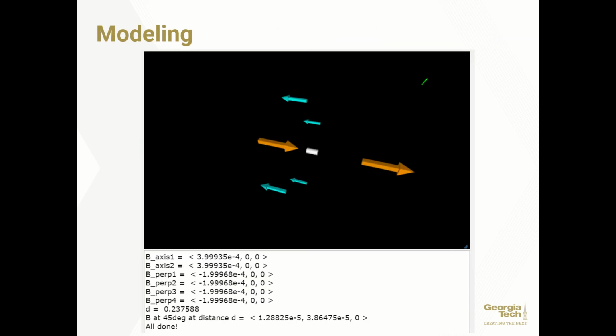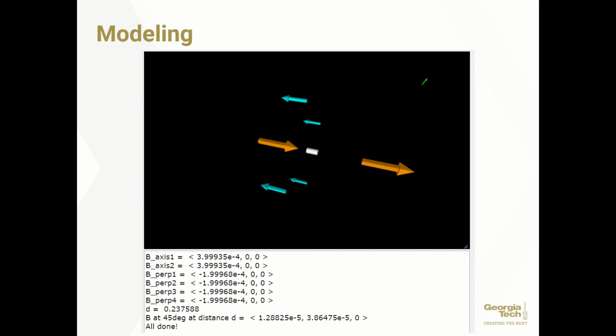This lab was then modeled using GlowScript and resulted in this image here. The blue arrows represent the magnetic field on a perpendicular axis, while the orange arrows represent the magnetic field on a parallel plane. Using the model, the magnetic field was then used to calculate a 45-degree angle from the magnet, which is represented by the green arrow at the top right of the image.